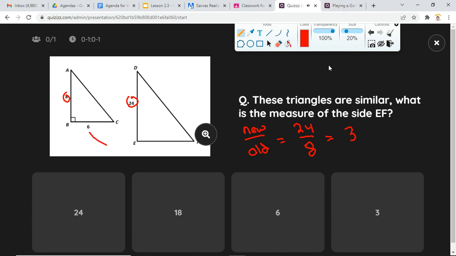Now, to go from side length BC to side length EF, we have to multiply by that same scale factor, right? So side length BC times our scale factor, 3, should be equal to side length EF. Since side length BC is 6, we need to do 6 times 3, which is equal to 18, which is why 18 is the length of the side EF.